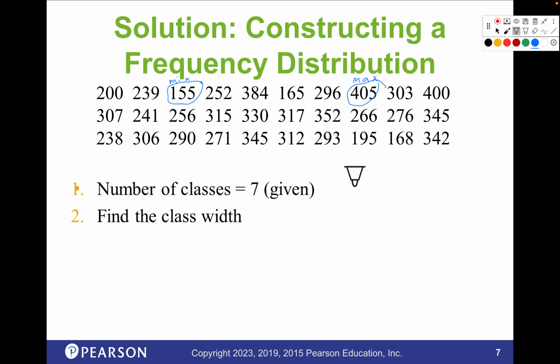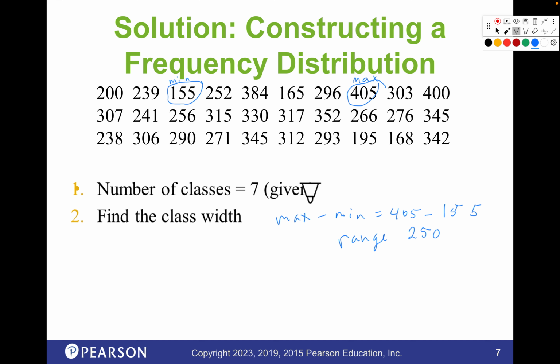Okay, how do we find the range? Subtract, right? Max minus the min. So that's going to be 405 minus 155. Plug it in a calculator, or do it in your head, or let Excel do it. It's 250. Again, because I just did this at home. So subtract those 2, you get 250. So that is our range.